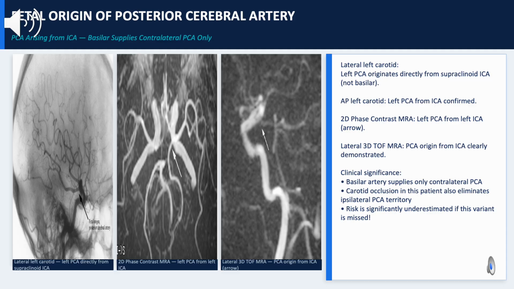In a patient with fetal PCA origin, ICA occlusion or sacrifice does not merely eliminate the anterior circulation. It simultaneously eliminates the ipsilateral posterior cerebral artery territory, adding the occipital lobe, thalamus, and midbrain to the territory at risk. The MRA images shown here are particularly useful for pre-operative planning because they demonstrate the variant non-invasively. Every patient considered for ICA test occlusion or planned ICA sacrifice must have pre-procedure imaging of the PCA origins.